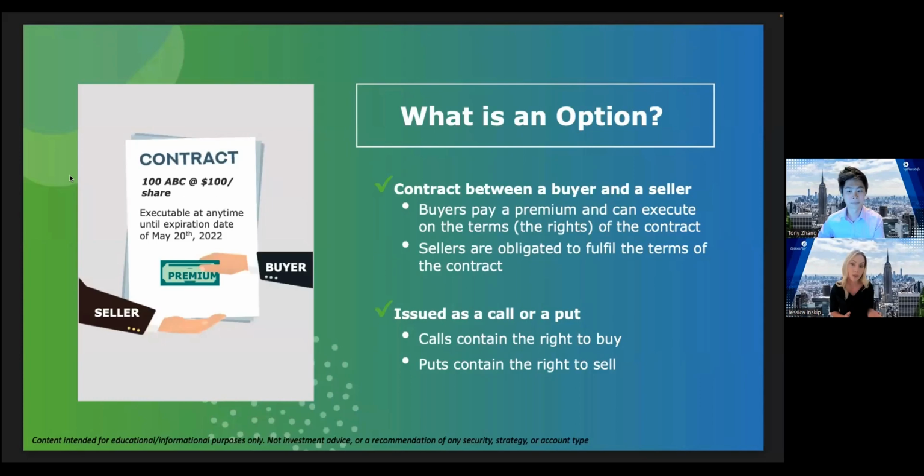If it's issued as a call, that means it's the right to buy. The put is the right to sell. In the example here, I've got 100 shares of ABC per share. That means if this was a call and it contained the right to buy, I'd have the right as the option buyer. I'd pay a premium for the right to buy 100 shares of ABC at $100 per share at any time until the expiration date. In this example, it's May 20th. And then there's a premium associated with that contract. The seller is the one that receives the premium. As the buyer, I'm the one paying the premium. So just a quick review of what an option is.